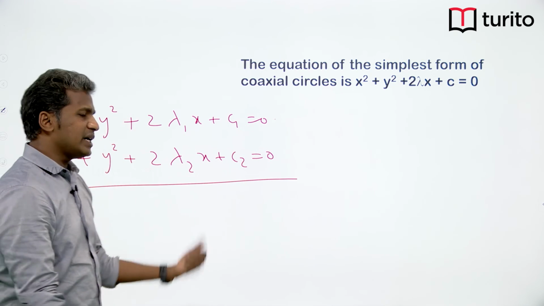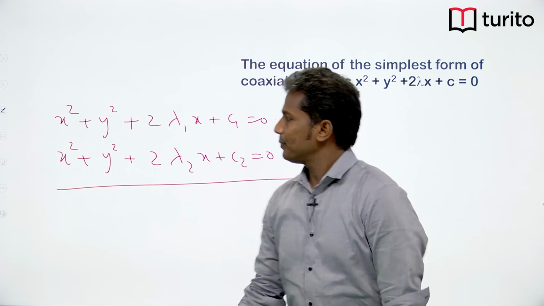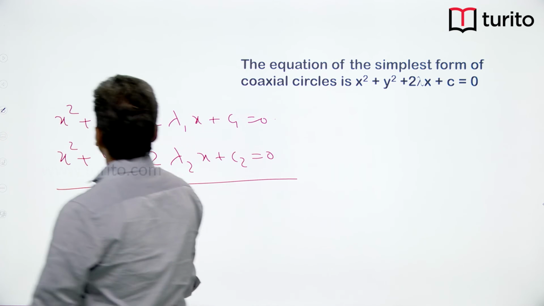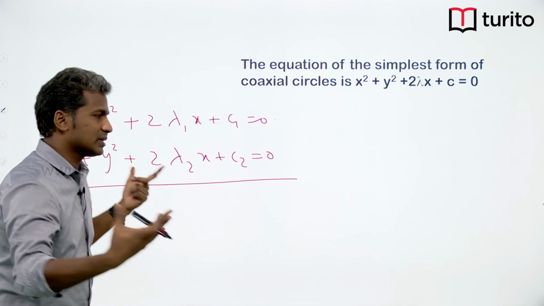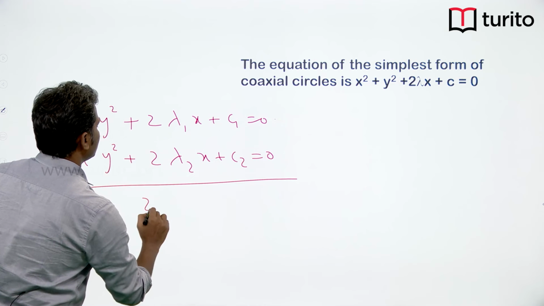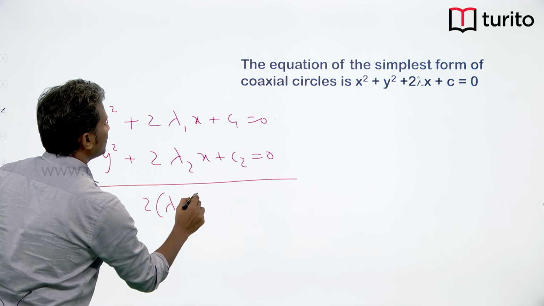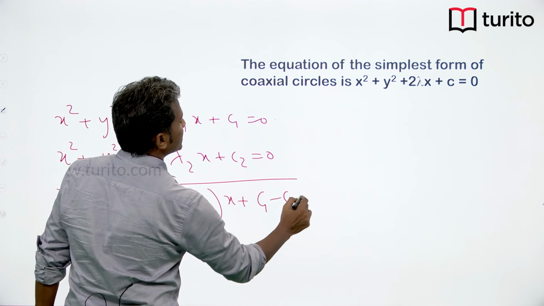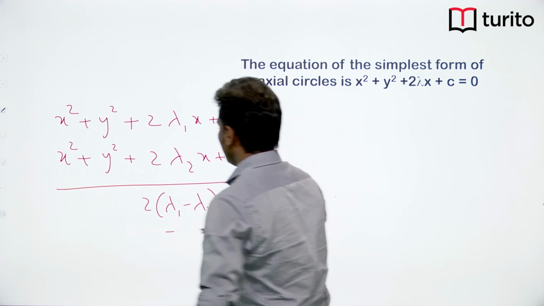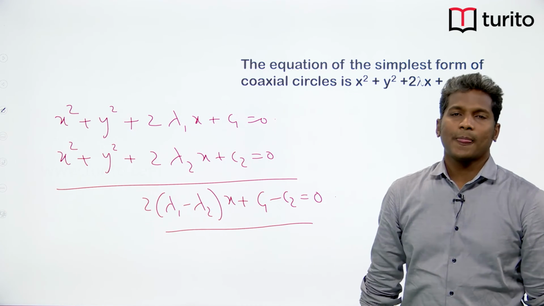And if I find the radical axis here, what will be the radical axis? x square and y square will get cancelled because we will subtract one circle from the other circle, and then we get something like 2 into (lambda 1 minus lambda 2) into x plus (c1 minus c2) equal to 0. This becomes our radical axis.